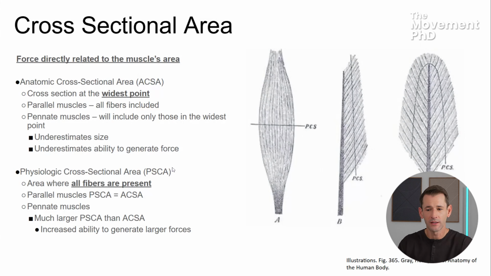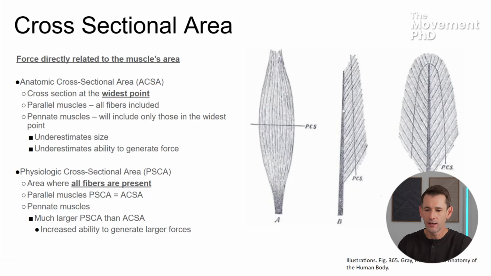So what do we do about that? We have a different kind of cross-sectional area that we use for pennate muscles. The physiological cross-sectional area is the area where all the fibers are present. In a parallel muscle, physiological cross-sectional area and anatomical cross-sectional area are equivalent. They're the same thing. That cut across the middle will get you all the fibers.